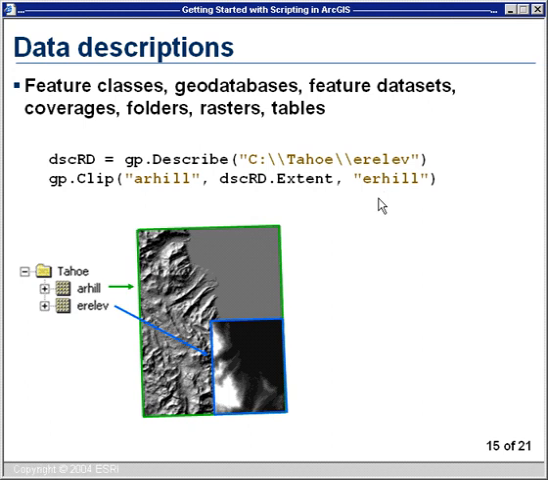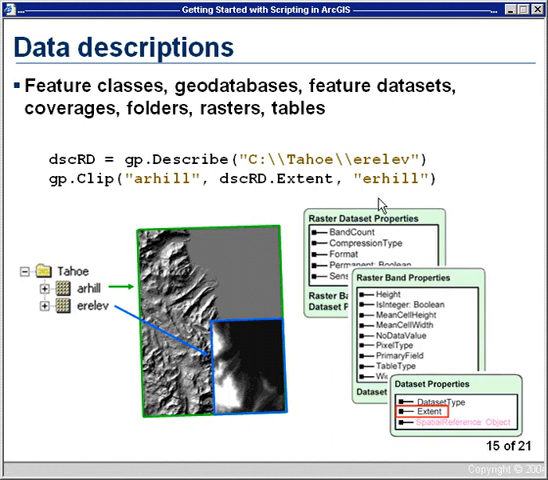If you are wondering what other descriptive pieces of information you can get for a raster dataset, let's have a look. You can get the band count, the compression type, the mean cell height, the pixel type, and there's many more available here as well.